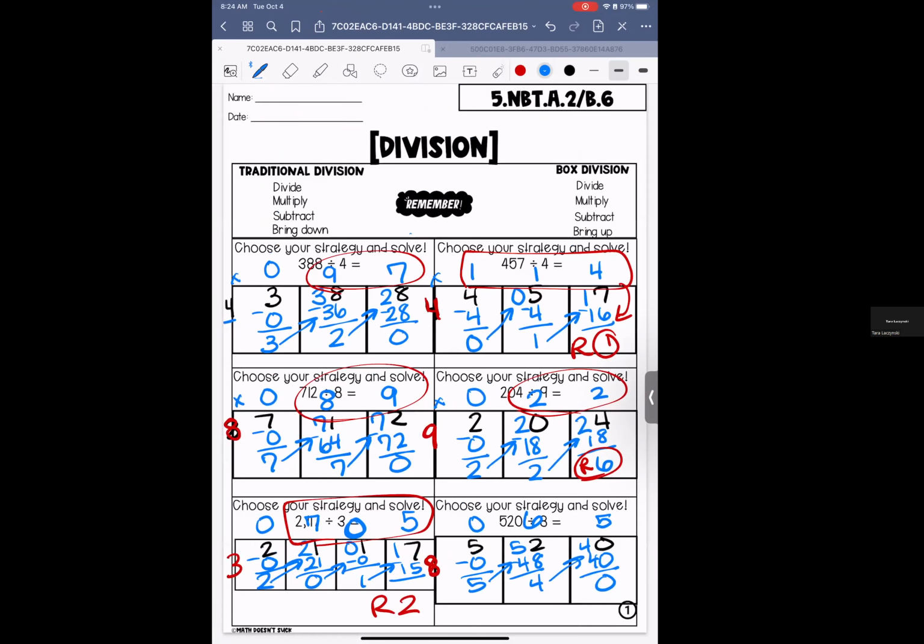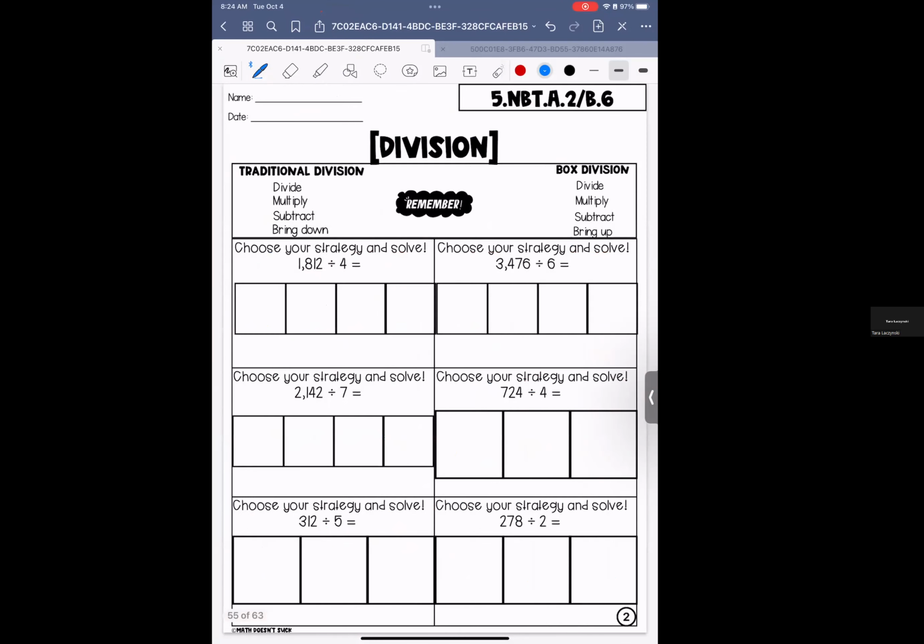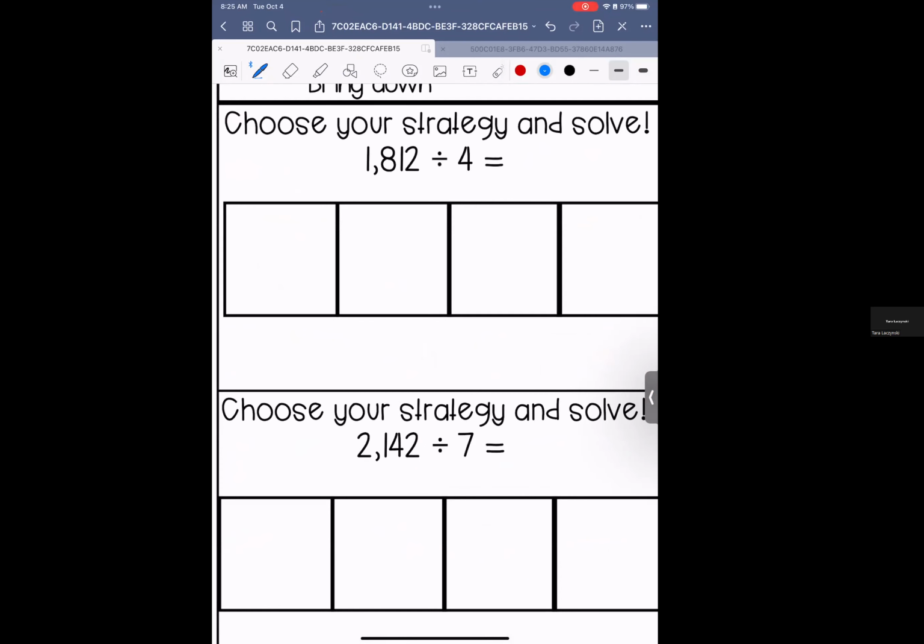That's the end of page 1. If you have any questions, please bring them with you to class, my friends. All right, going on to page number 2. Zooming in, setting it up.